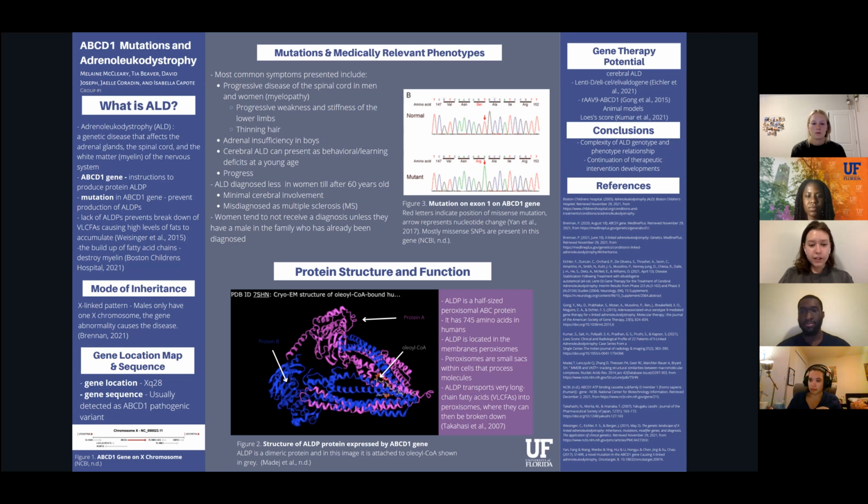And so in figure 2, you can see the structure of our protein. And this is expressed by that ABCD1 gene. And you can see it's a dimeric protein. And in this image, it's specifically attached to oleoyl-CoA, as shown in gray, where that arrow is.